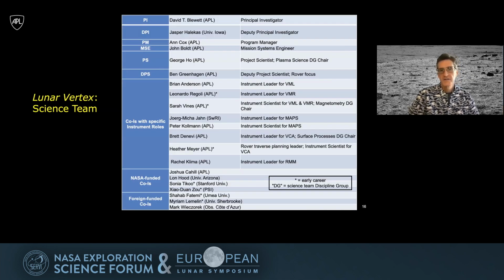This shows the science team. The deputy PI is Jasper Halikas. Some of the names on here may be somewhat less familiar to this lunar audience because they are members of APL's heliophysics and space physics group, but they've got great credentials when it comes to instrumentation, magnetometers, charged particle detectors, as well as the science thereof. So we think we have a really good team, a good mix of late, mid, and early career people.